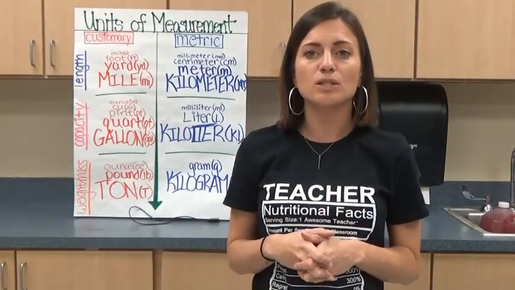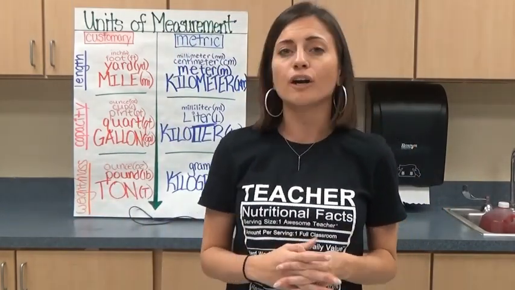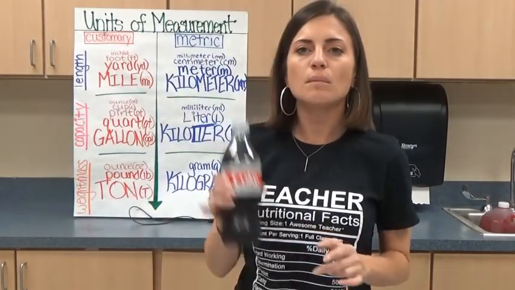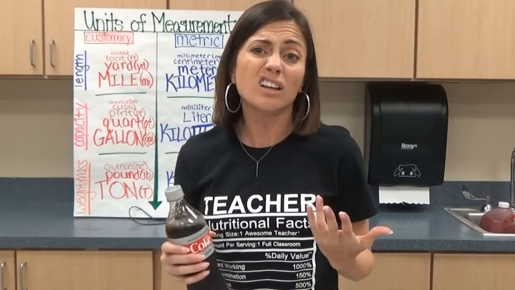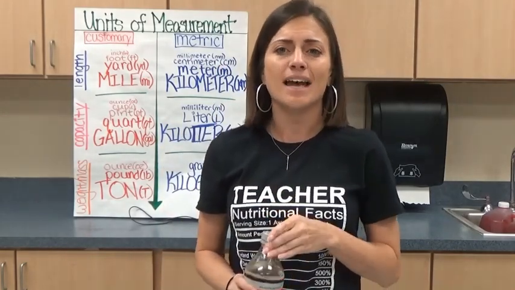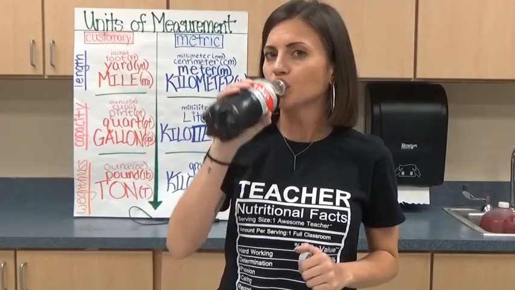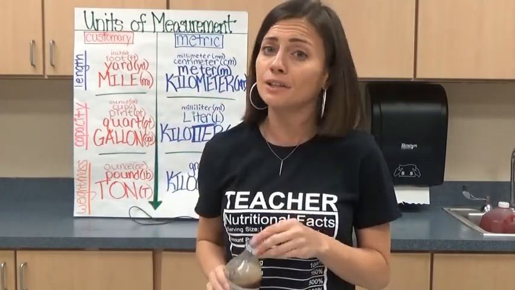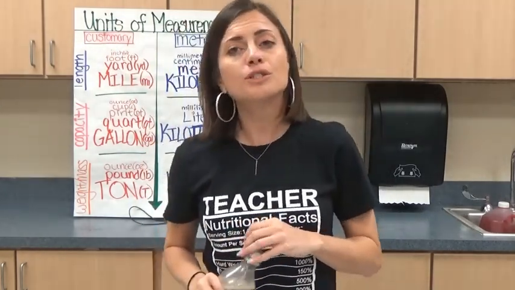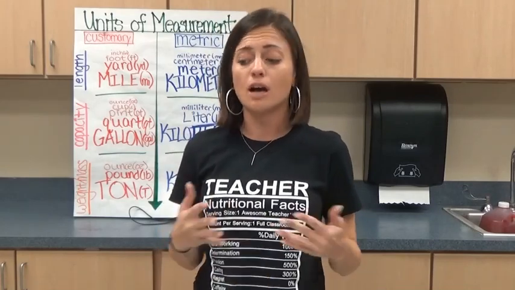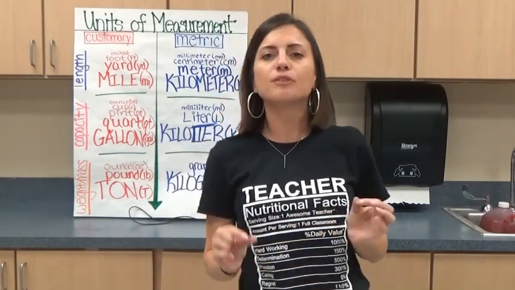The last measurements we're going to talk about are our capacity measurements. Now when we're measuring capacity, that's how much liquid or solid can fit inside of an item. So for example, how much soda can I fit in this bottle? A little less now. So when we're talking about our capacity, the smallest capacity that we're going to want to remember when it comes to our customary units is a fluid ounce.